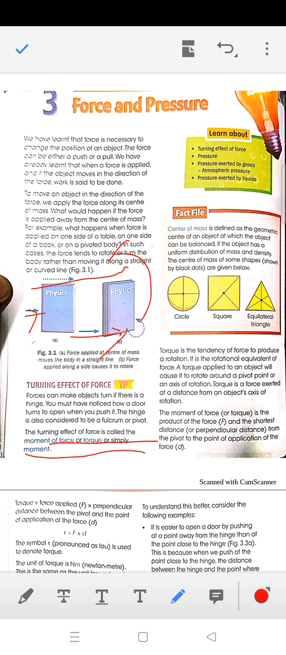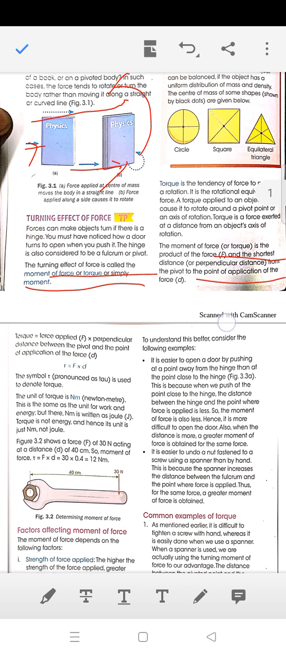The moment of force or torque can be calculated. Now this moment of force or torque depends upon two factors. Now what are the two factors? The two factors are the force and the distance from the pivot. The moment of force or torque depends upon these two factors.